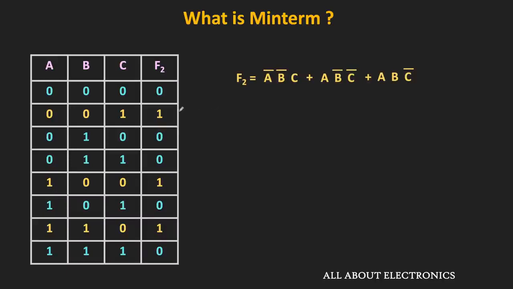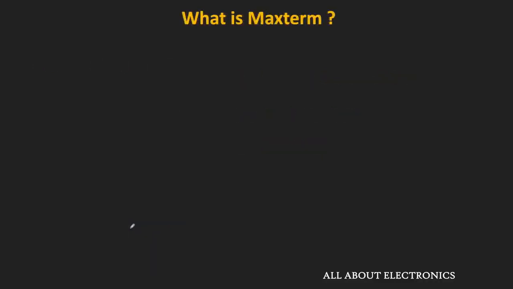So further, this function f2 can be written in this form, where this m1 is equal to a bar dot b bar dot c, while this m4 is equal to a dot b bar dot c bar, and this m6 corresponds to a dot b dot c bar. And in the more abbreviated form, it can also be written like this. So in this way, from the truth table, we can write the Boolean expression of the function in the form of minterms. Similarly, now let us see what is Maxterm.